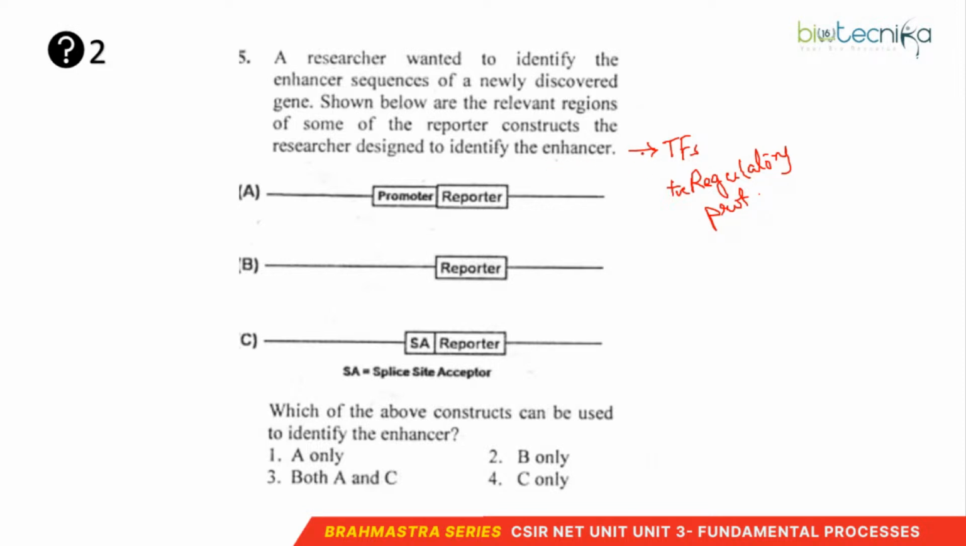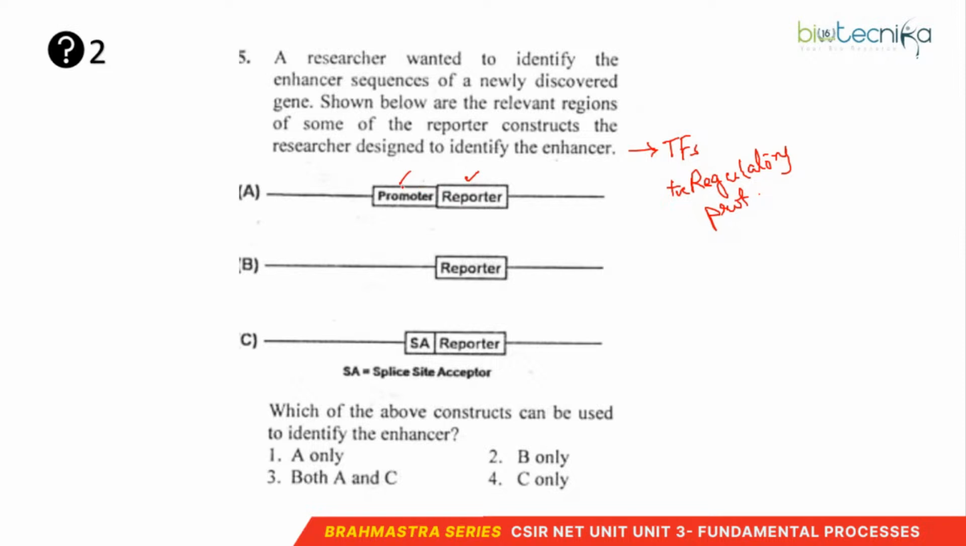An enhancer has certain properties, right? Now if you look at the three constructs, you will see that you have a promoter here and a reporter just after the promoter. Now, what is the function of a reporter gene? It gives you some signal or some product by which you understand that yes, this particular gene has been transcribed, right? That is reporting. It reports that yes, this gene has been activated or it has been transcribed.